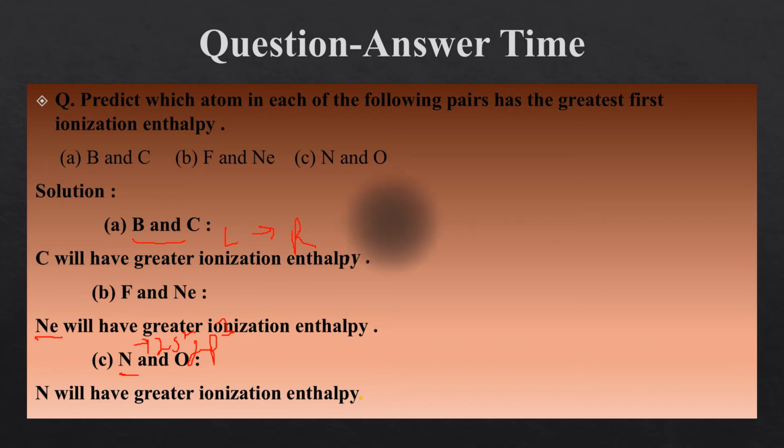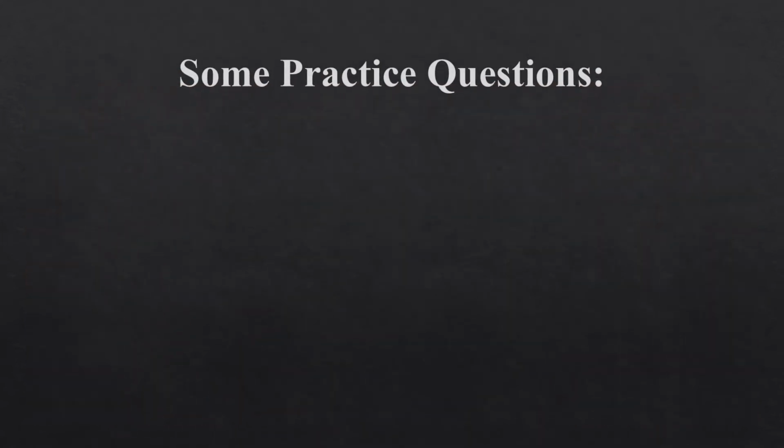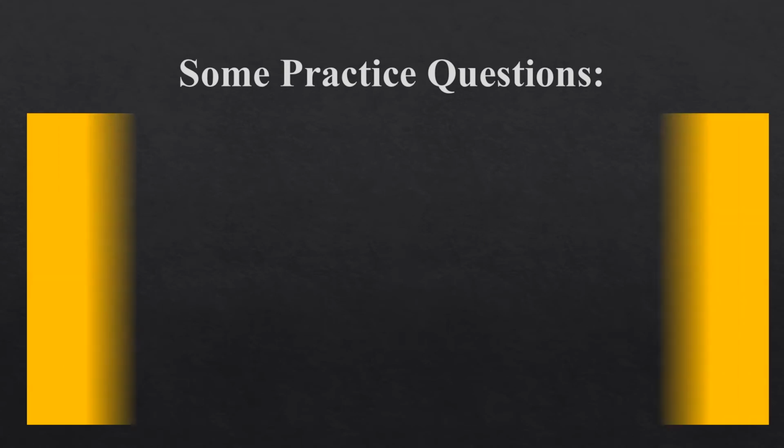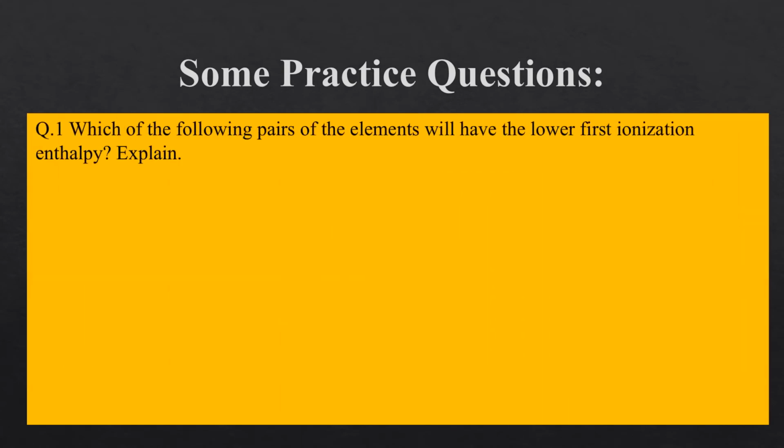Now I have some practice questions for you. Do these questions. Which of the following pairs of elements will have the lowest first ionization enthalpy, and you have to explain the reason as well. The questions are in between chlorine and sulfur, in between potassium and argon, and in between chlorine and fluorine.